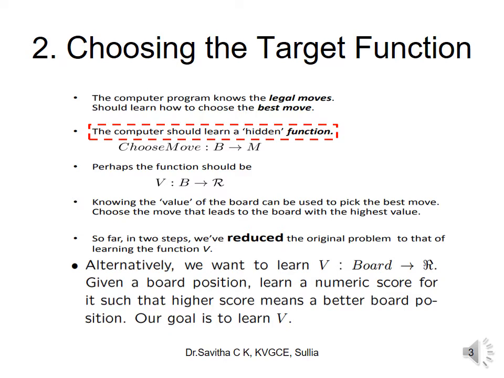So we can move to an alternative target function, that is the evaluation function V, using the notation V: B → R, which denotes that the evaluation function V maps any legal board state from the set B to some real value R, such as 0, 100, minus 100, etc. The evaluation function V assigns a numerical score to any board state. A higher score means a better board state. If the system can successfully learn such a target function V, then it can easily use it to select the best move from any current board position.